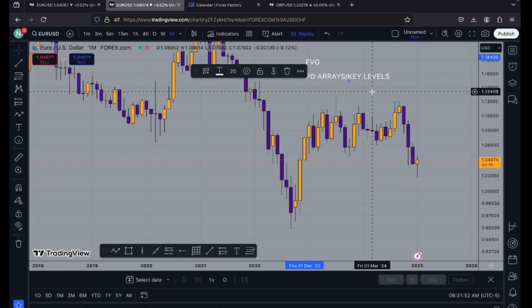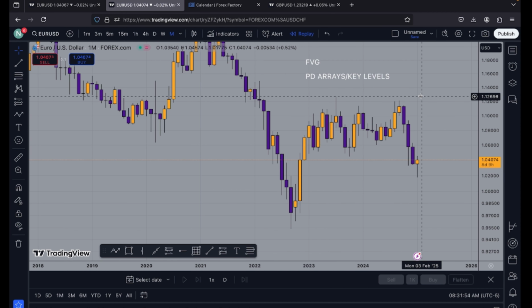So for this lesson, we're talking about FVGs, PD arrays slash key levels. So what are PD arrays and what are key levels? Now PD arrays are the points, or sensitive areas, in price action where price gets to and either reacts. When we talk about a reaction, we talk about a response, such as reversal or retracement. Let me just keep this simple.